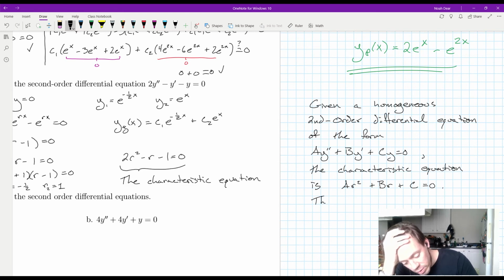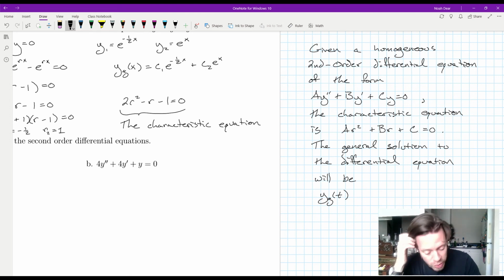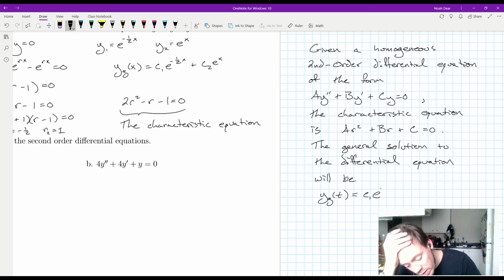And we can say further that the general solution to the differential equation will be y sub g of, I'm going to use t here, t or x or whatever input variable you want, y sub g of t equals c1 e to the r1t plus c2 e to the r2t, when r1 and r2 are distinct solutions to the characteristic equation.